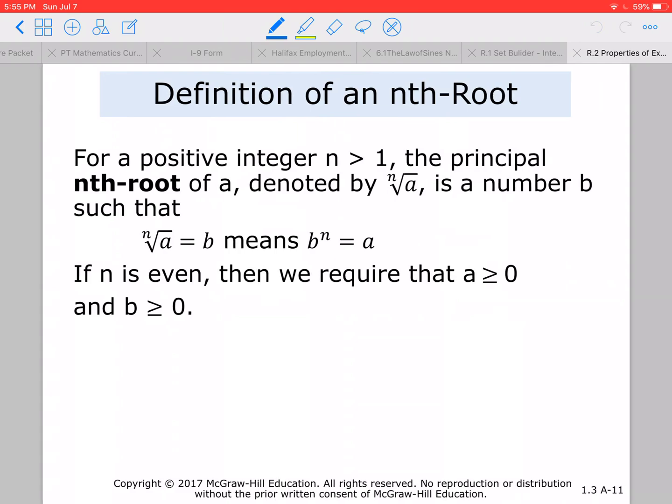Evaluating nth roots. So for a positive integer, the principal nth root of a is denoted by the nth root of a. So it looks like a square root, but it's not. If we were to write a square root of a with a number there, we would write it like this. But since square root is used so often, some old dude long time ago decided that we could take that away. But anytime we use anything but a square root, we have to put the number there.